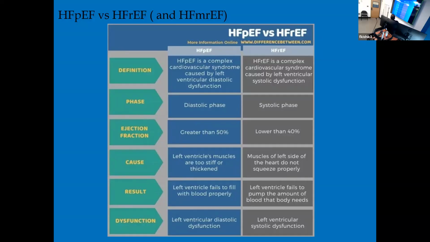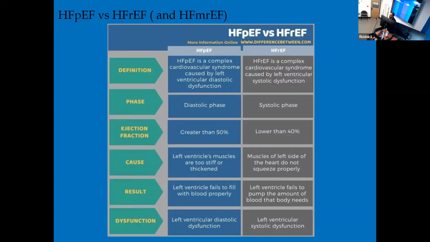Cause: left ventricular muscles are too stiff, think Arnold Schwarzenegger. Cause: muscles on the left side of the heart do not squeeze properly. So if the most common cause of diastolic heart failure is hypertension, what's the most common cause of systolic heart failure? It's too weak to squeeze.